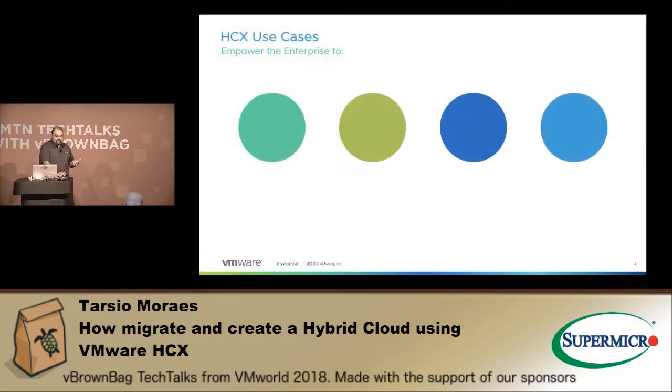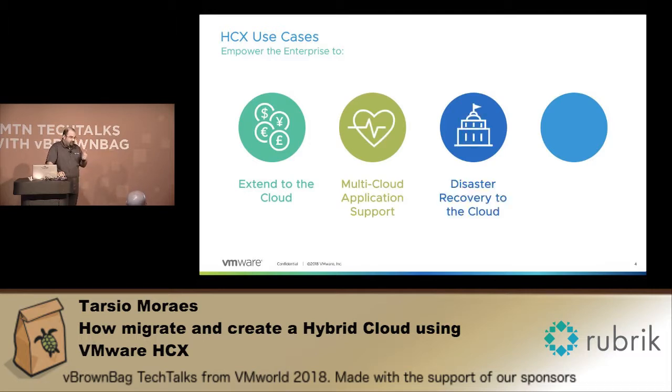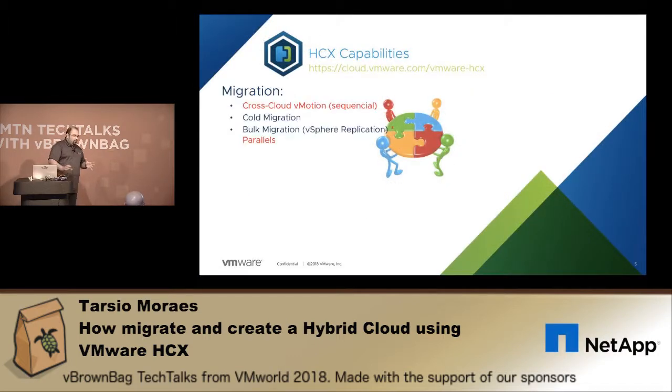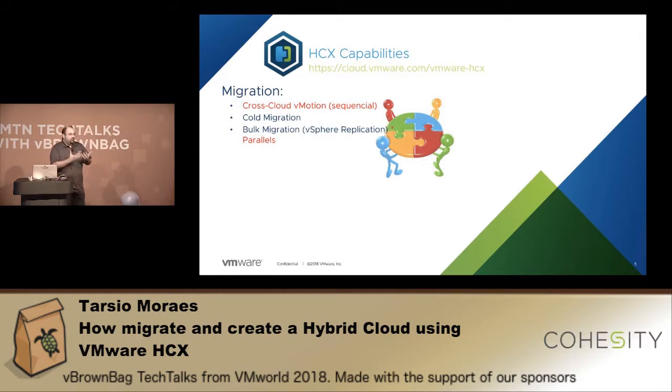So what is that? Basically, if I want to extend my cloud, I can do multiplications, I can do disaster recovery, that's a very cool thing, and modernize the data center. So basically, what can I do? I can do cross vMotion, and that's the key. I can do cross vMotions without the boundaries that we initially had, for example, the same version of vSphere. Now I can do vSphere 5.5 or 5.6 or 6.7. That's the great key that unlocks the power of NSX plus HCX.